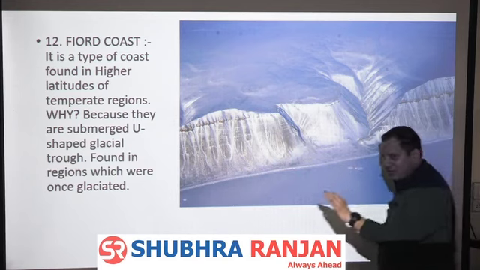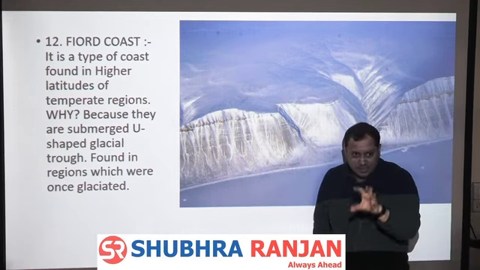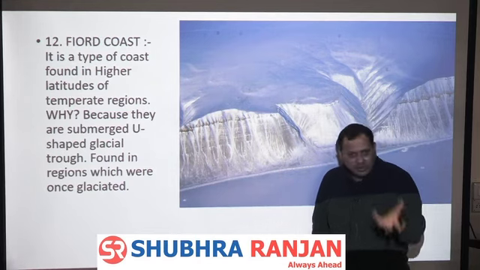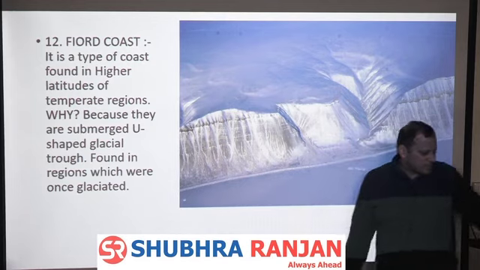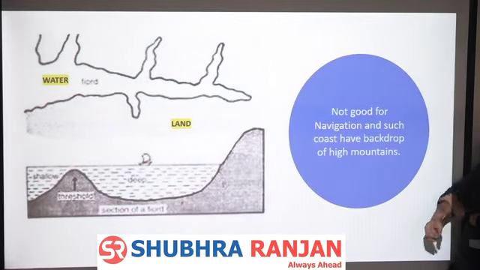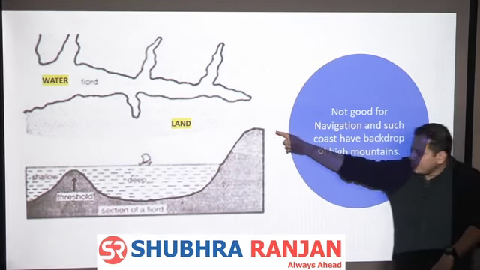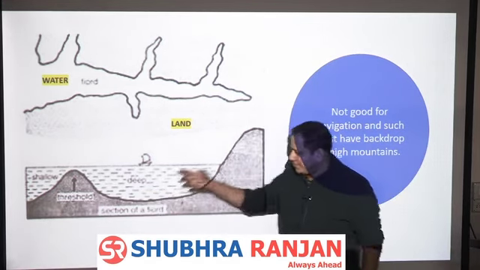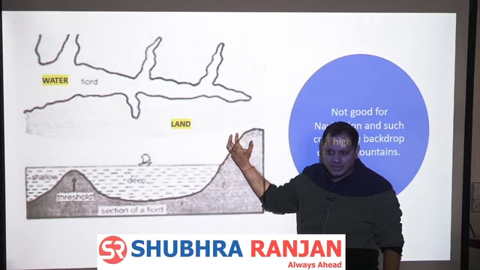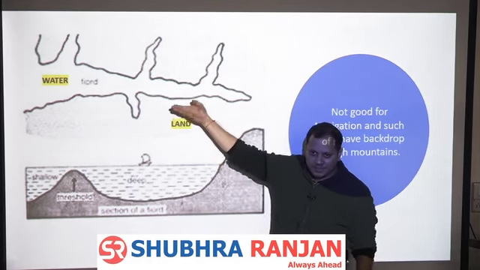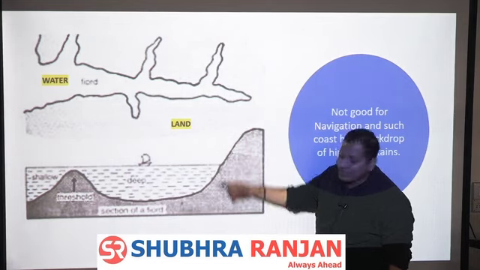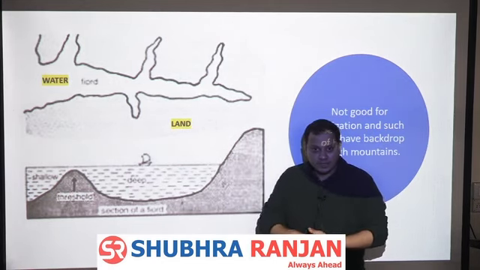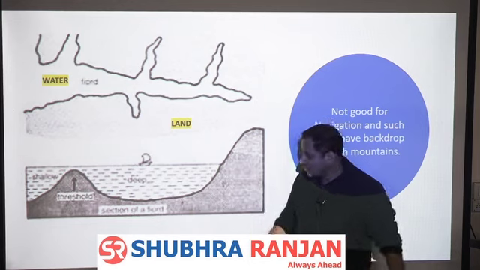This fjord coast will be found in the regions jahan pe once they were glaciated. Kaun sa regions will be glaciated? Obviously in the higher latitudes. So this is how a fjord coast, this is the diagram that I have taken from GC Leong only. So this is how the fjord coast is, a U-shaped glacial trough. Ek zamane mein glacier tha, after the end of Pleistocene ice age kya ho gaya? Pani ho gaya, and as a result of this samundar ban gaya, but now there is only mountain. So the question they will ask in UPSC, is it good for navigation? No. Can you see?